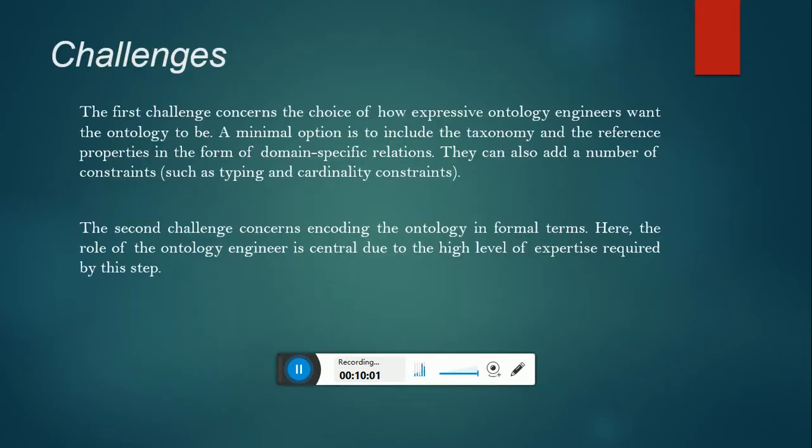This is the challenge. Here it concerns the choice of how expressive the ontology engineers want the ontology to be. A minimum option is to include the taxonomy and the reference property in the form of domain-specific relations. The second challenge concerns encoding the ontology in formal terms. Here, the role of the ontology engineer is central because a high level of expertise is required at this stage.